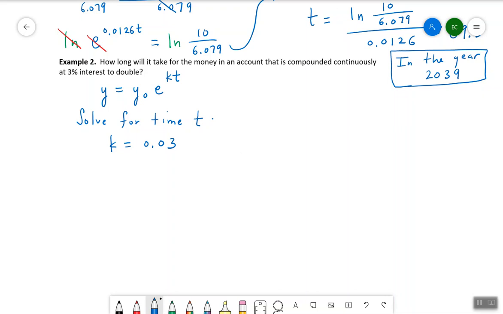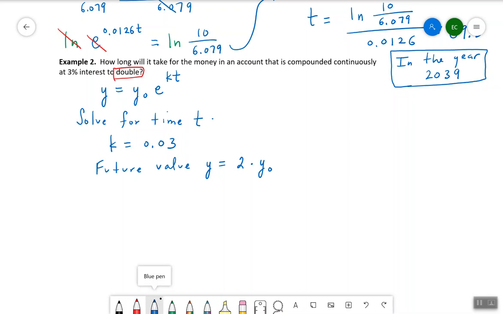And then we need to know one more thing. We need to remember that the future value is going to be twice as much as the initial value. So we don't actually know what either one is, but we don't need it. And we'll see why in just a second. So what we should say is that the future value, y, is equal to twice as much as the initial value. Twice as much because we're told that we want that initial value to double.